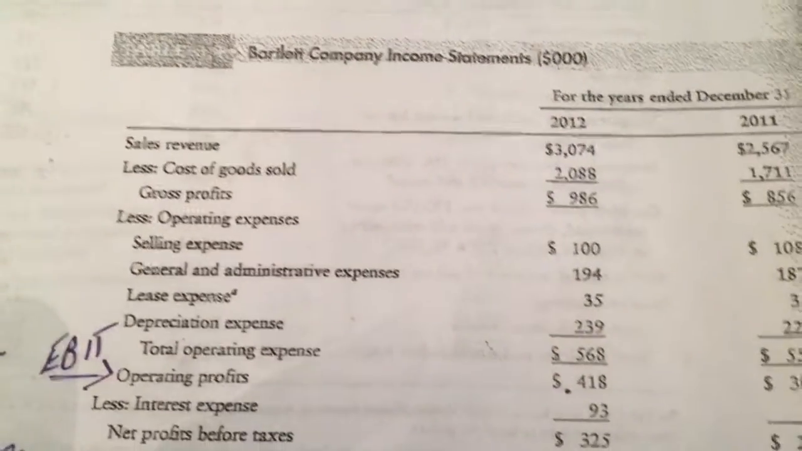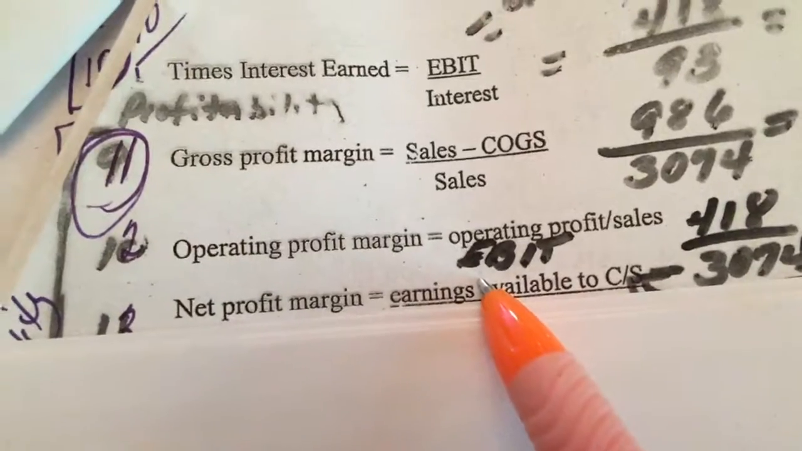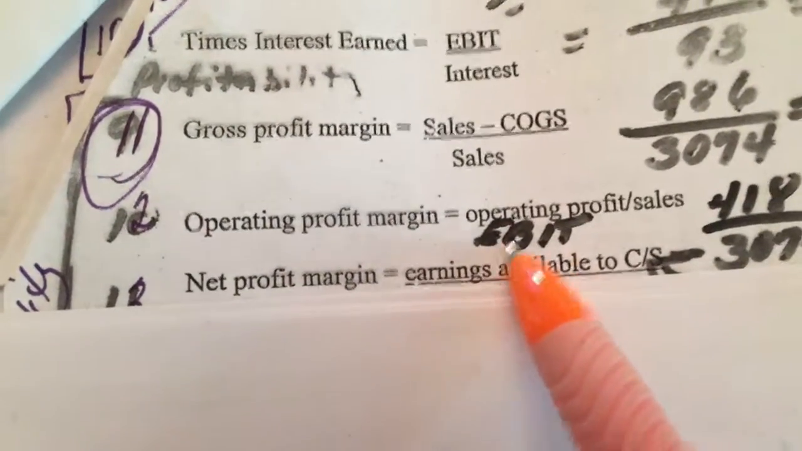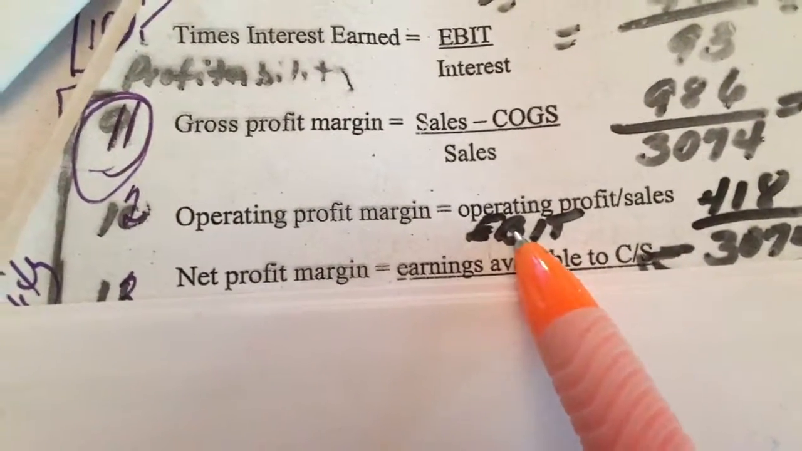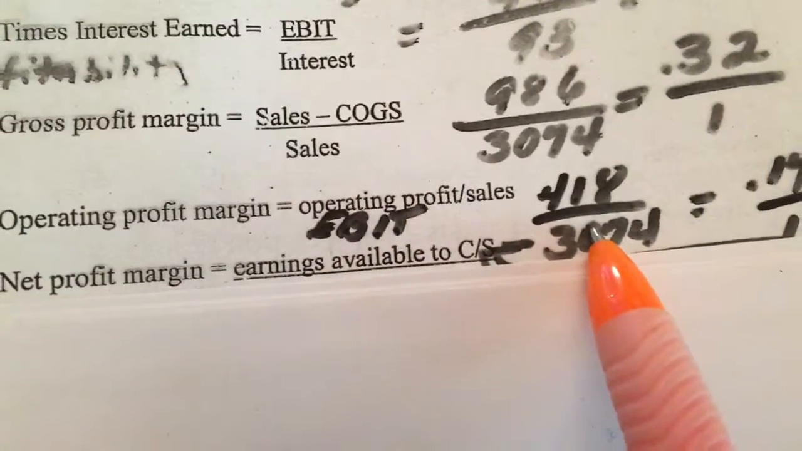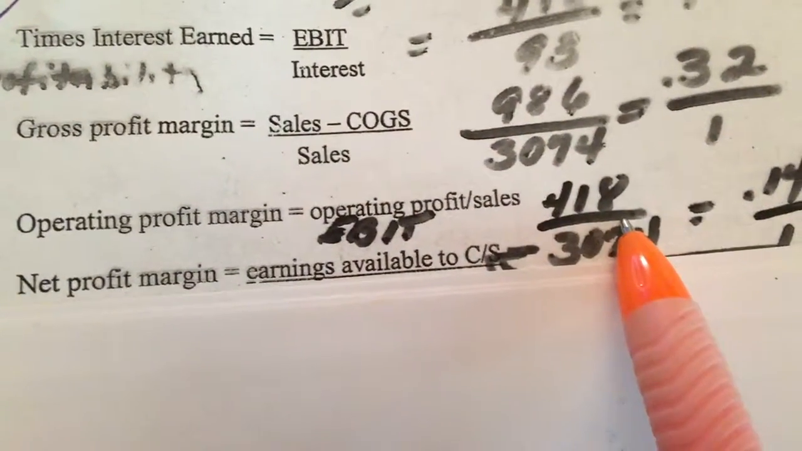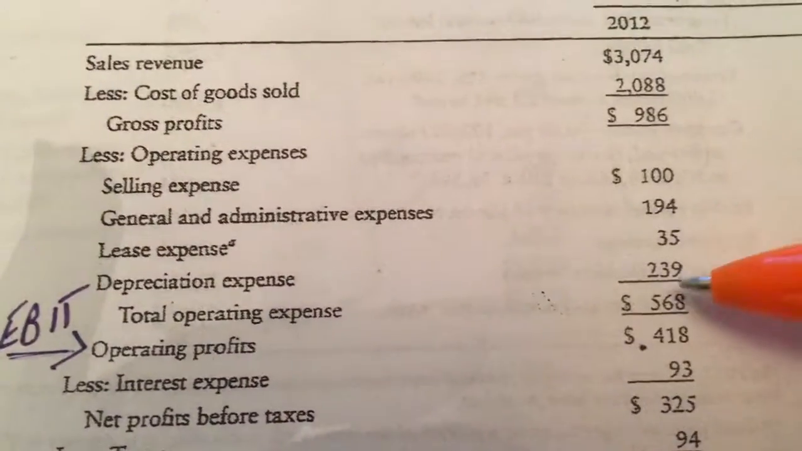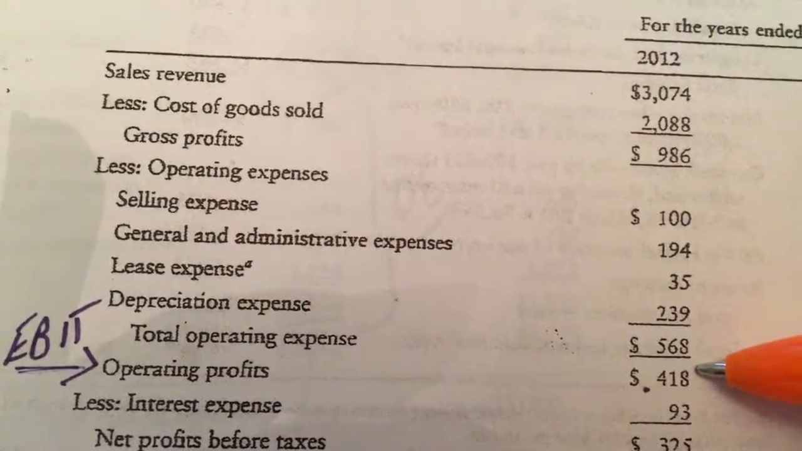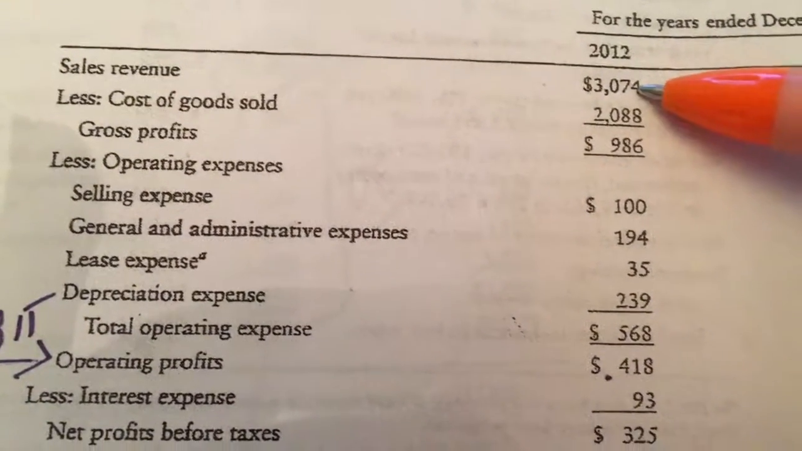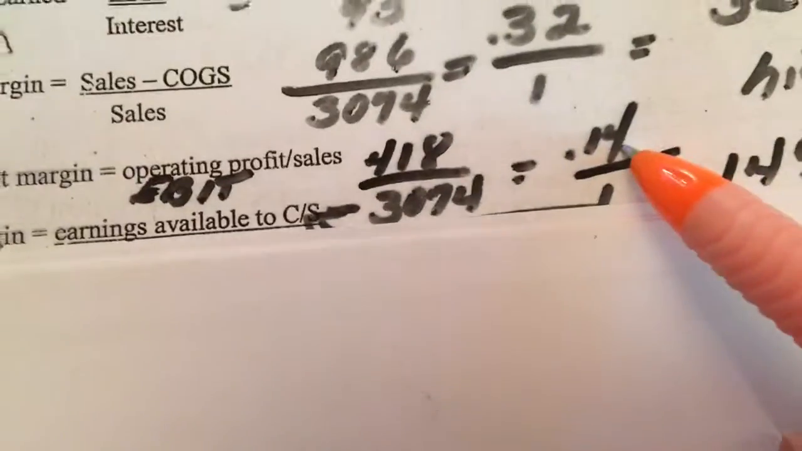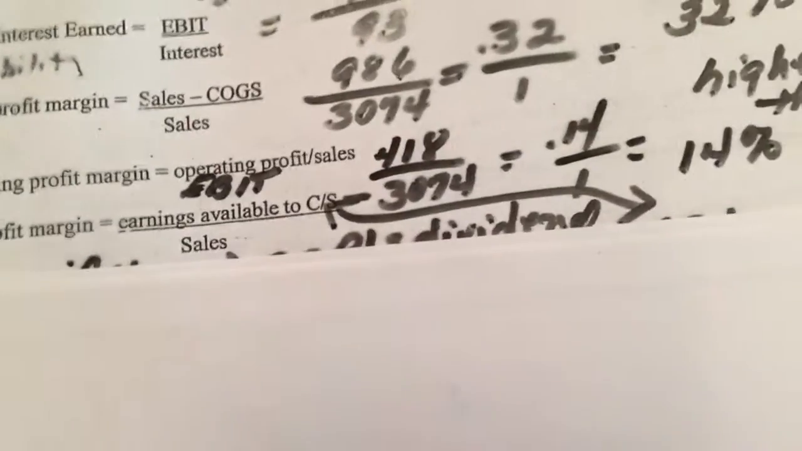So I want you to remember that, because the next ratio is your operating profit margin. And it's taking that number after you've subtracted out your operating expenses and dividing it by your sales. So it should be lower than the one before. Let's go back and take a look at your numbers. So in this case, you're looking at 418, and you want to divide that by sales, 3074. Here we get 14 cents on a dollar, or 14%.